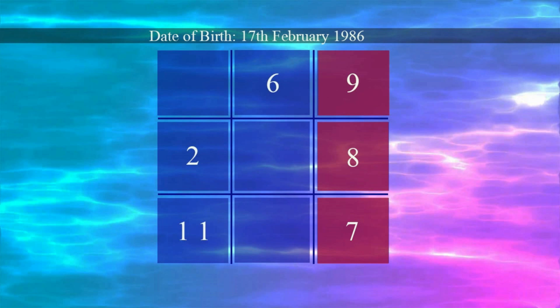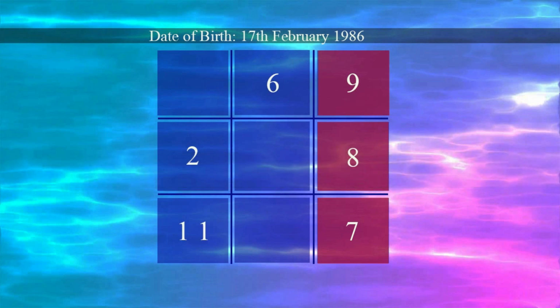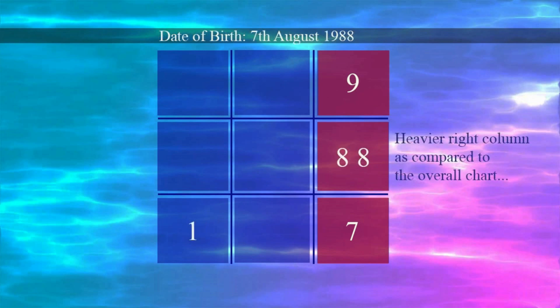If in a birth chart all these three squares are occupied, that is, if you have all the three numbers present, in that case it would be called the pattern of expression. Such a person would be very, very expressive. However, if this column becomes too heavy, say if we have repeats of the same numbers, then too much of expression may become hyperactivity, or say too much of nervous energy.